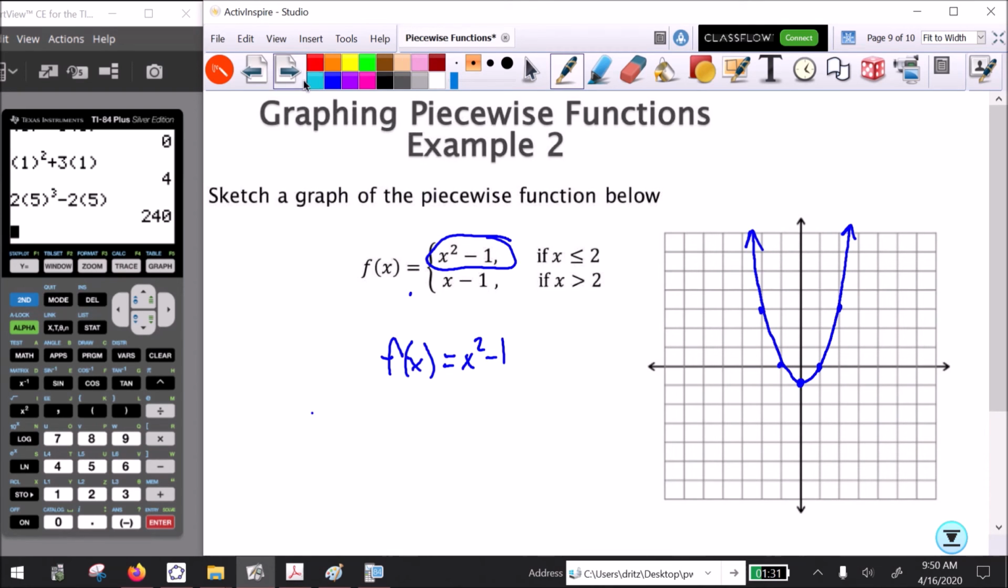Alright, and the next part of our graph is f of x is equal to x minus 1. And that is a standard linear equation with a slope of 1, a y-intercept of negative 1. I'm going to go up 1 over 1 and make a nice line here.